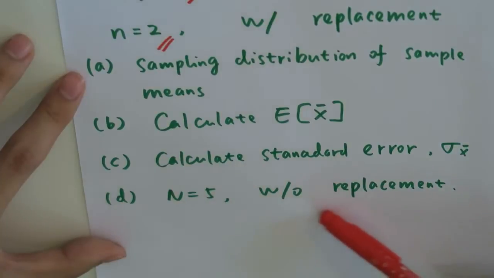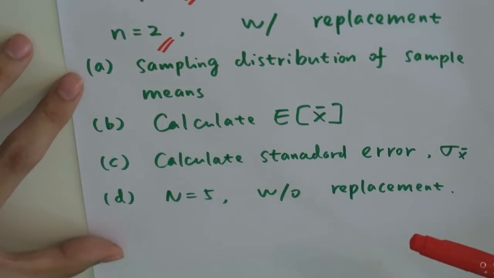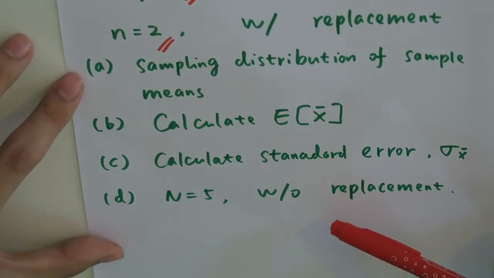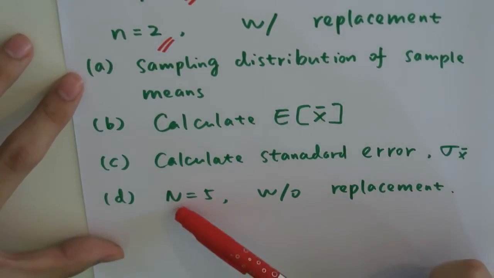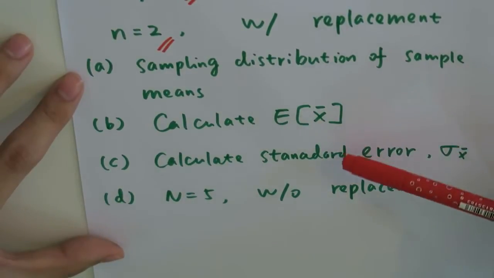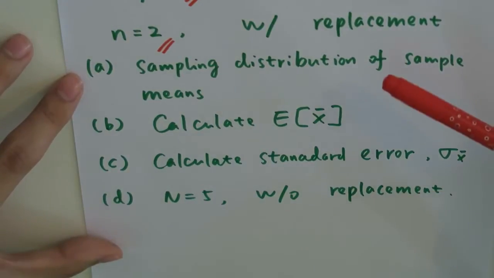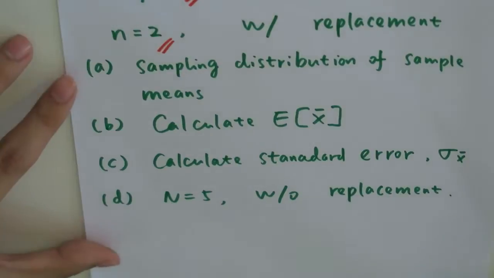And for part D, we are given the population size. Population size is 5, and we are sampling without replacement. So you may think of considering the finite population corrector. So if population size is 5, will our answers to A, B, and C change or not? Okay. Now let's try to solve these 4 parts one by one.